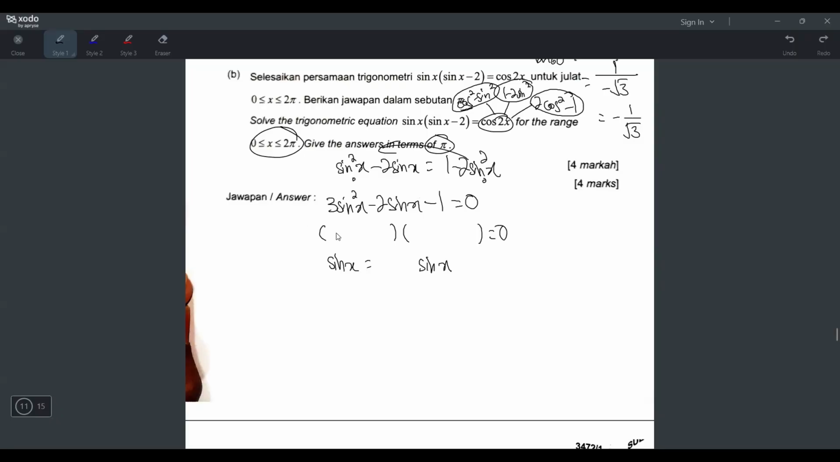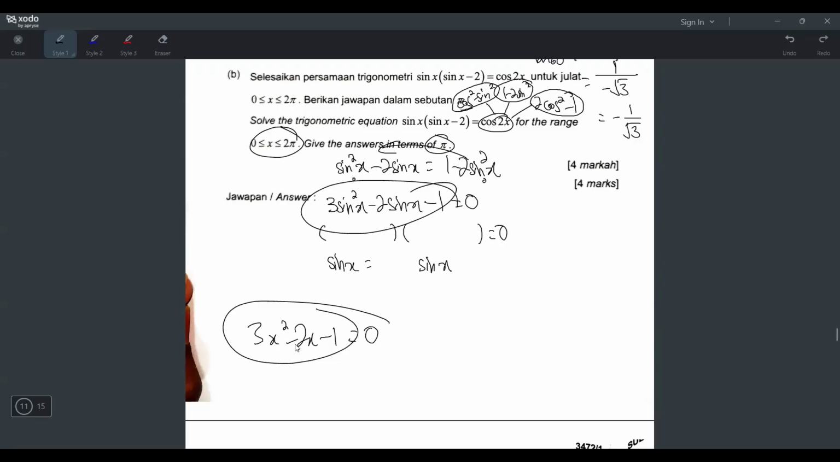Because this is a quadratic equation involving sin x, not x. It's not like this. It's not the same as this. Okay, this one and this one will give you the same answer. But when you press this, you get the answer for x. But this one, the answer will be the answer for sin x. Okay, hope you understand what I'm trying to tell you.